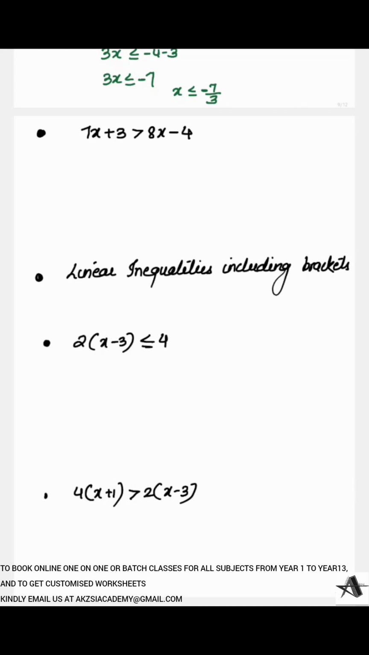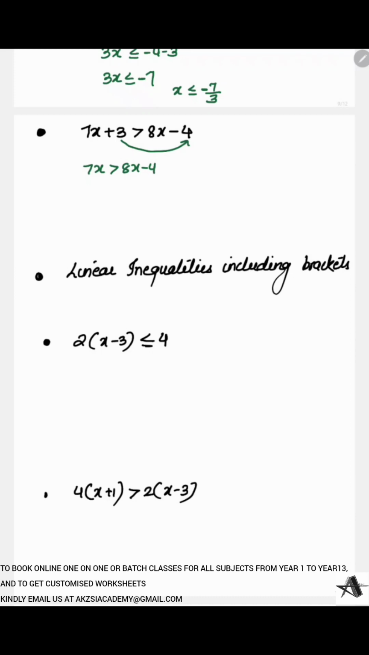So doing the same thing, first I need to transpose 3 over to here. Either way, it's totally up to you. You can transpose the number first and the variable second, or vice versa. So I'm just transposing it here. This will be 7x greater than 8x minus 4, and 3 will become negative 3. So 7x is greater than 8x minus 7. Now bring it to the left-hand side. So 7x minus 8x is greater than negative 7. This is minus x greater than negative 7.